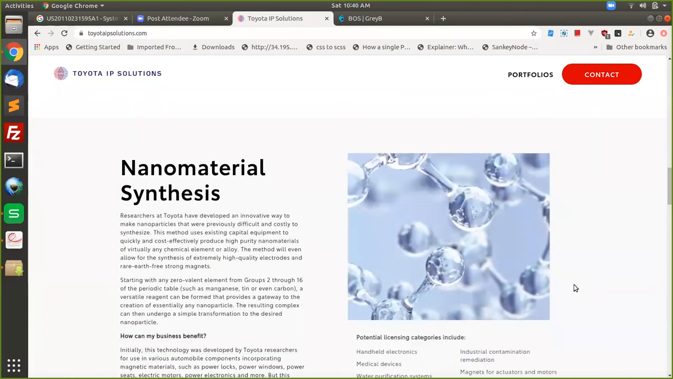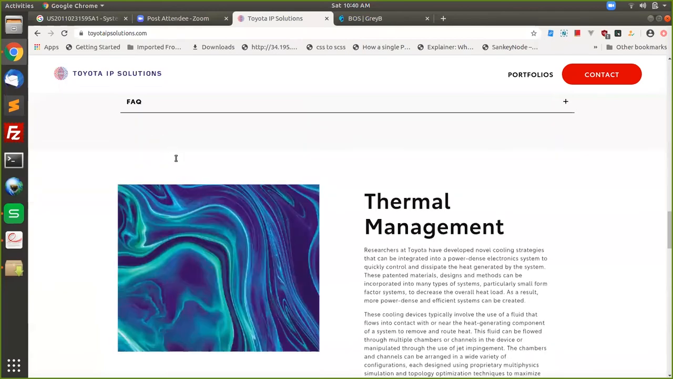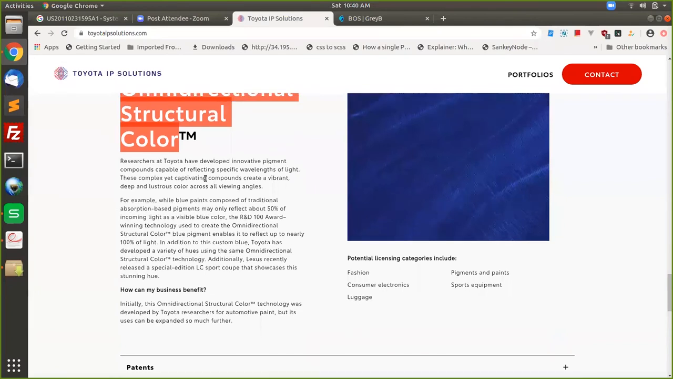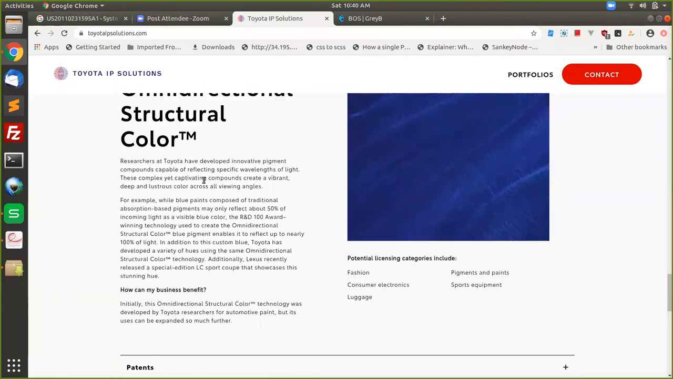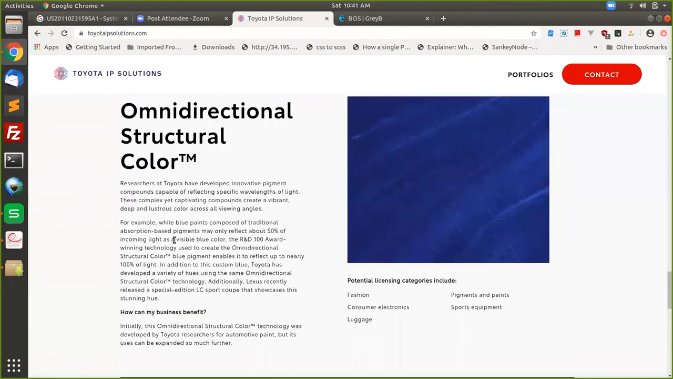Okay. So let's look at this technology, omnidirectional structural color. Is this the same Toyota that manufactures automobiles, or is this some other Toyota? No, that's the same Toyota, the multinational company we all know about. Okay, so it might be one arm of theirs which works in this particular domain.